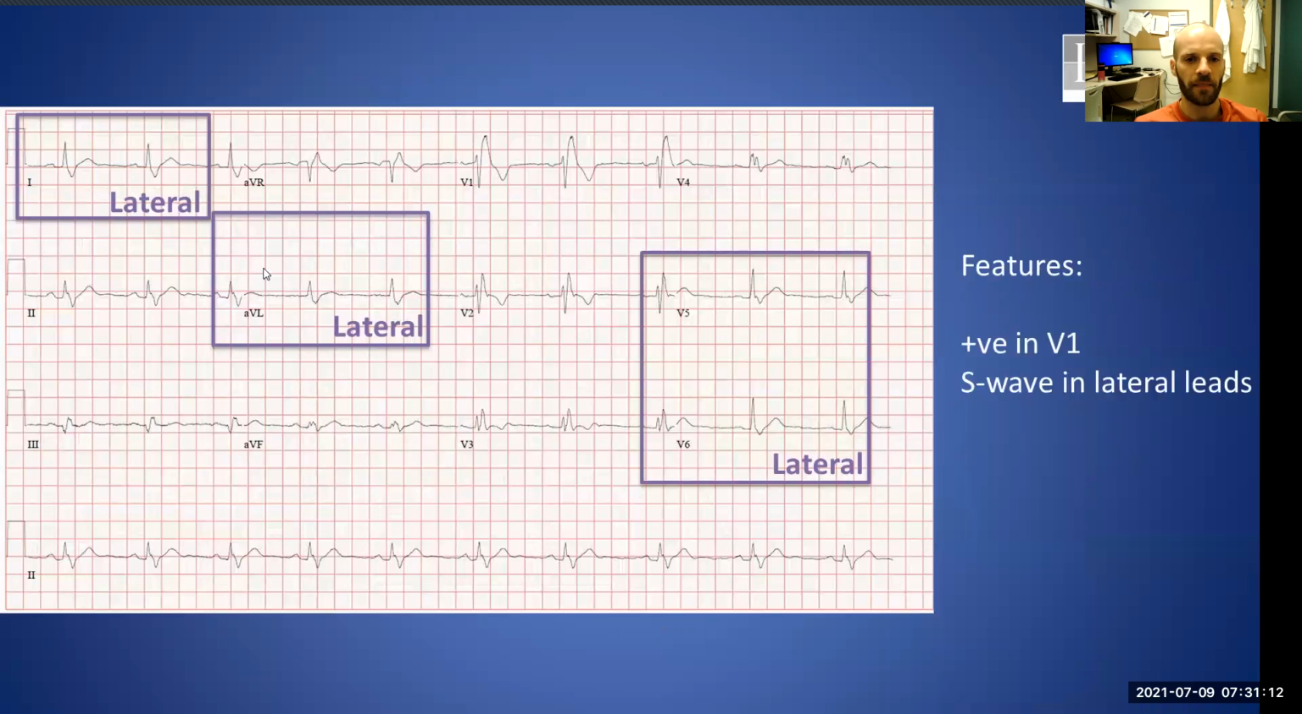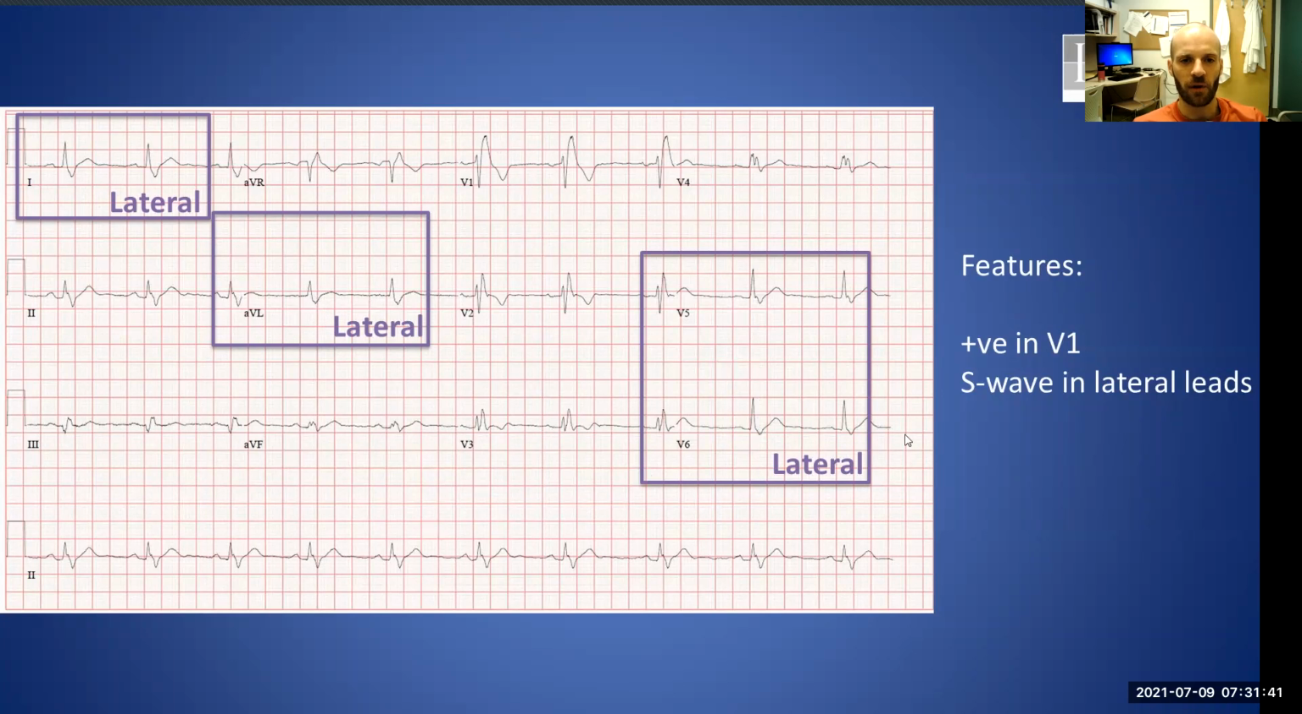So once again, this is what it looks like on a 12-lead ECG. We've got sinus rhythm here. We have an RSR prime pattern with a broad QRS complex. In the lateral leads, we have a terminal S wave. So we've got a positive initial component, but we've got a negative component that's broad at the end of the QRS complexes in lead V5, V6, lead 1, and AVL.